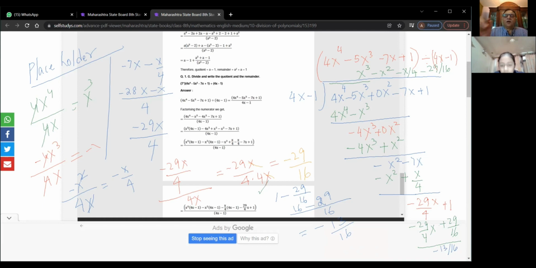Yes. Okay, so let's write down what is the quotient for us. So the quotient is equal to x cubed minus x squared minus x upon 4 minus 29 upon 16. And what is the remainder? The remainder is minus 13 upon 16. Is this clear to you?